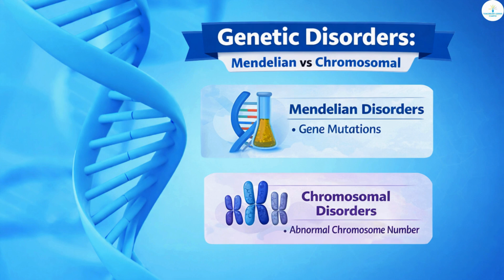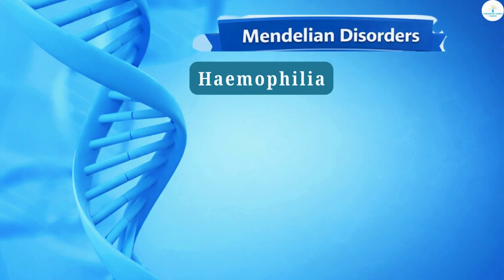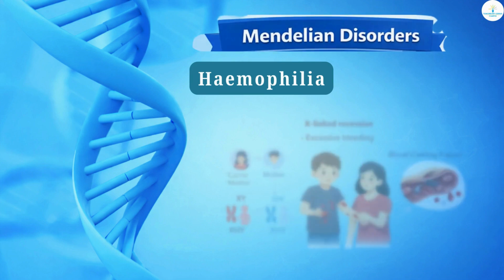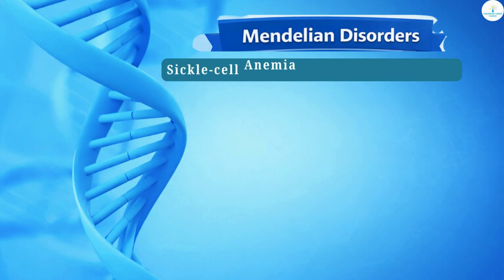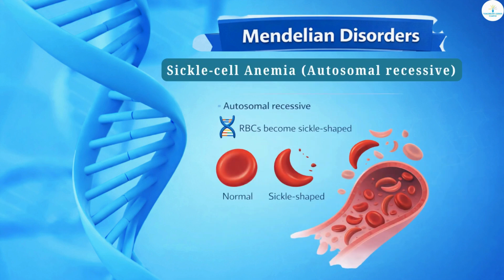chromosome number or structure. Hemophilia is a sex-linked recessive disorder where blood fails to clot properly. Even minor injuries can lead to excessive bleeding. Carrier mothers can pass this condition to their sons. Sickle cell anemia, autosomal recessive, is caused by a substitution of glutamic acid by valine at the 6th position of the beta-globin chain of hemoglobin. The RBCs become sickle-shaped under low oxygen.